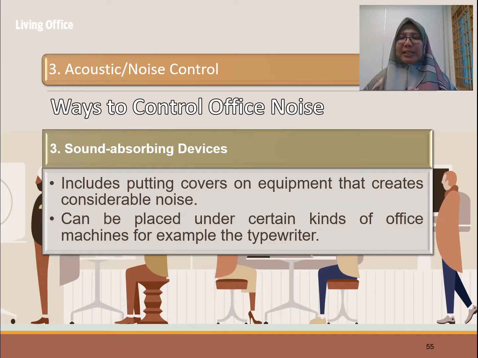Now we are proceeding to the third one, sound absorbing devices. Before this, we were discussing sound absorbing material. So we need to include putting covers on equipment that creates considerable noise. It can be placed under certain kinds of office machine, for example a typewriter. When the typewriter is making a lot of sound, we can use something under the typewriter.